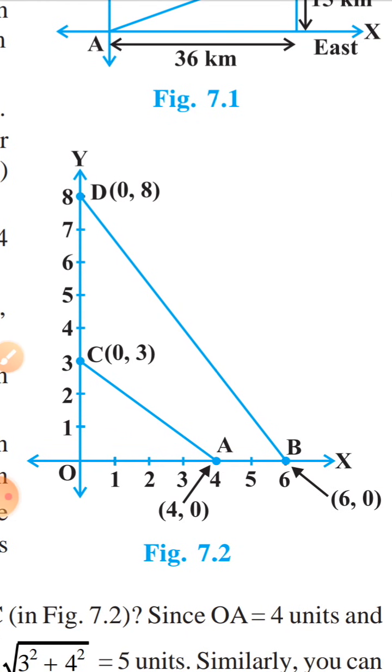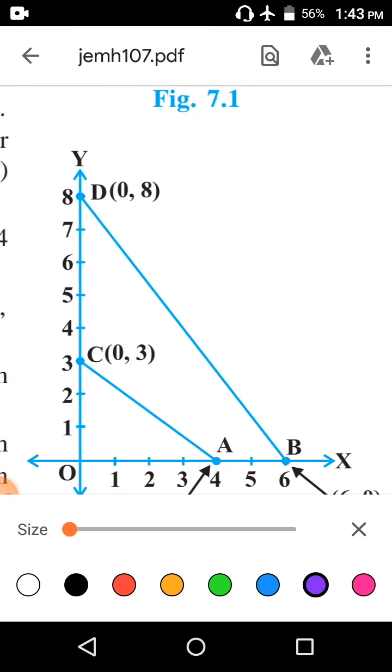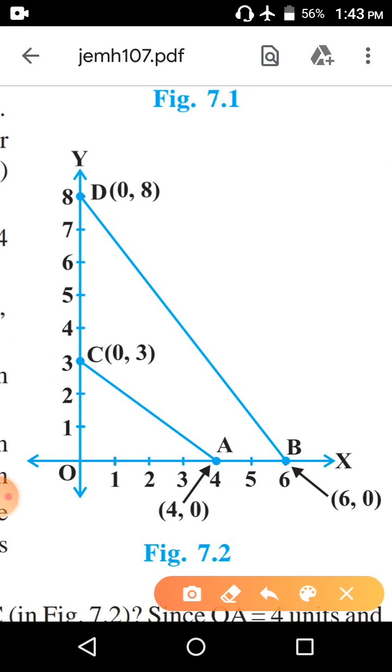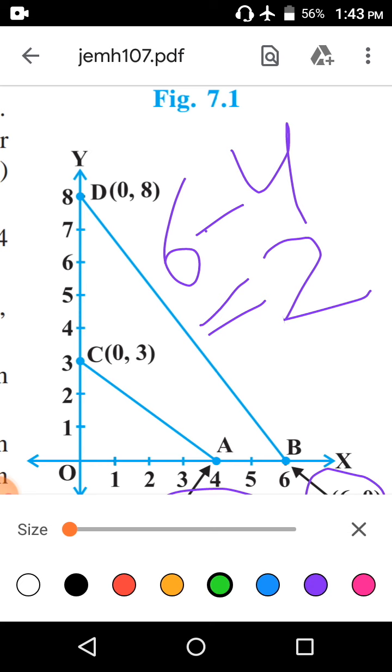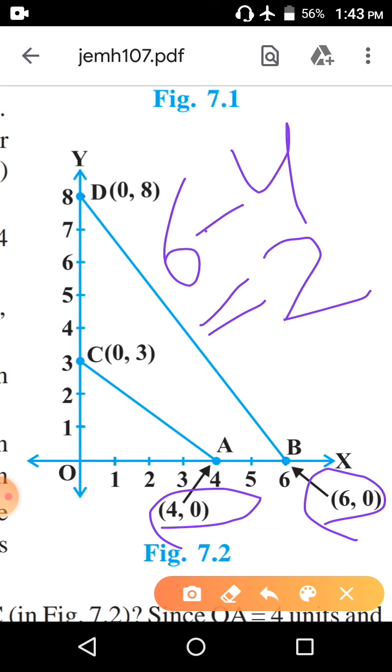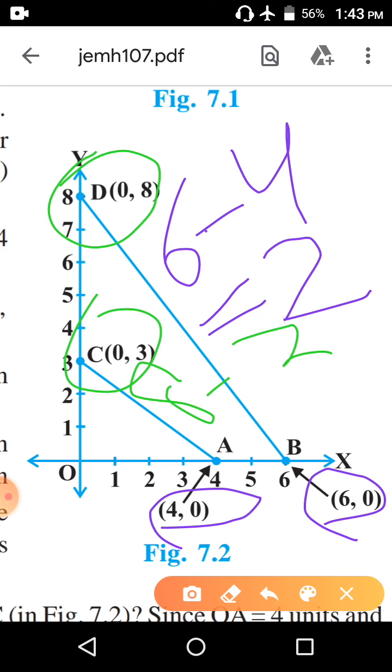Now suppose two points are on the same axis, then the distance between them is very simple. Suppose we have two points, (4, 0) and (6, 0). They are on the x-axis. Then just subtract: 6 minus 4 is equal to 2. So the distance between A and B is 2 units. This is direct. Similarly, for the distance between two points on the y-axis, suppose C and D are on the y-axis. The distance is 8 minus 3, which is 5 units. This is also very simple to understand.